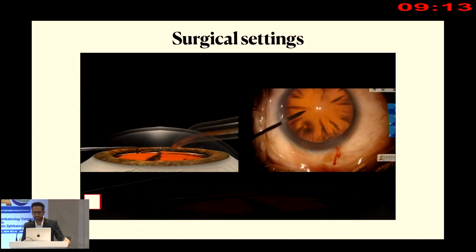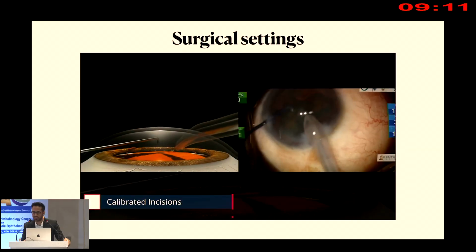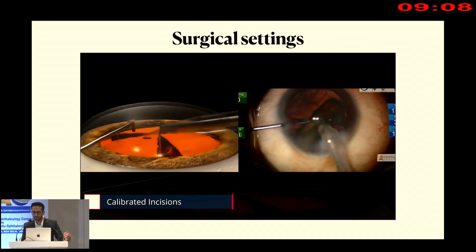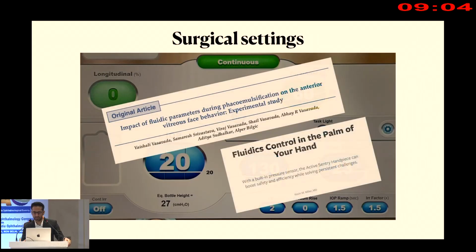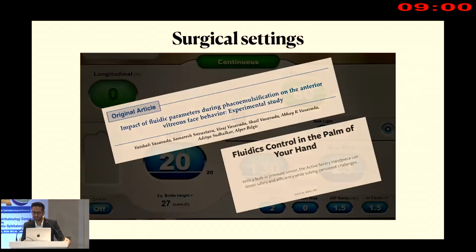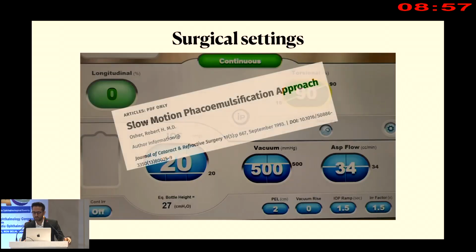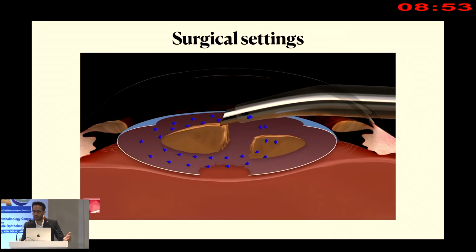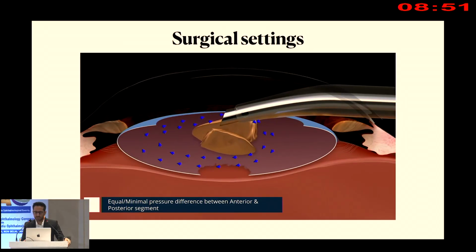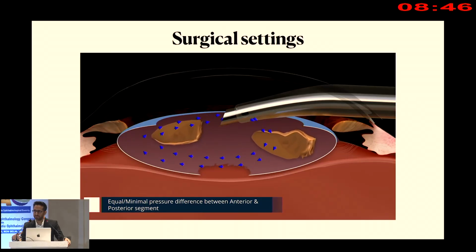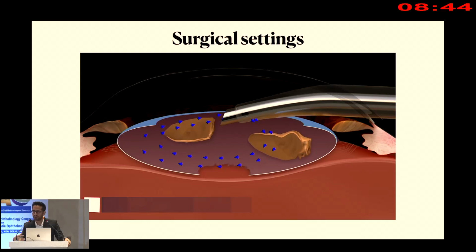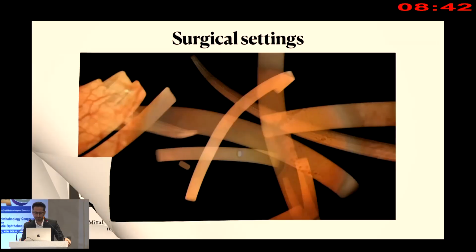First, an important thing is to have calibrated incisions, because you can't afford to have leakages during the surgery. Calibration of the side port as well as the main port is important. Active fluidics is another important thing. I don't have any financial disclosure. And then a slow motion phacoemulsification approach as shown by Dr. Robert Osher and low IOP by Dr. Abhay Vasavra. Our aim here is to have an equal or minimal pressure difference between the anterior and posterior segment so that there is no pushing back of the nucleus to the posterior segment.